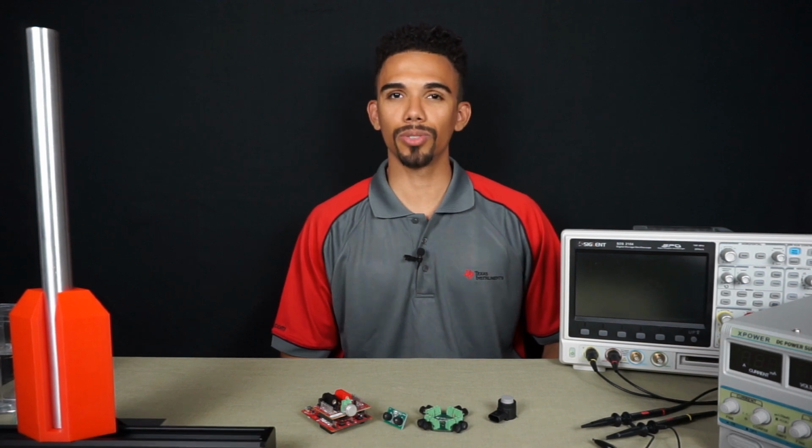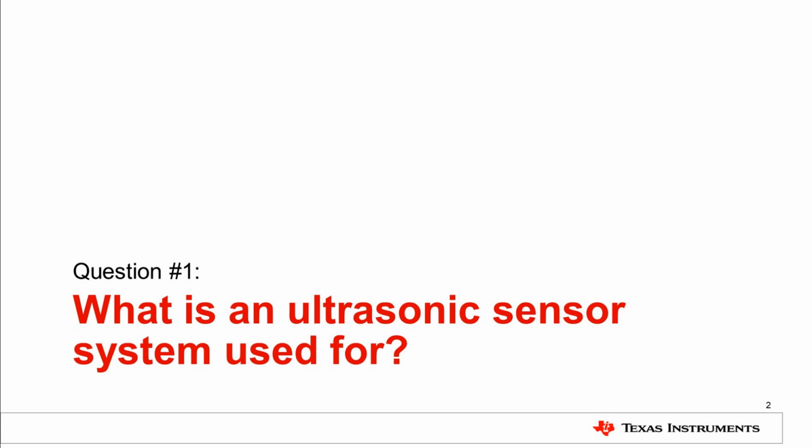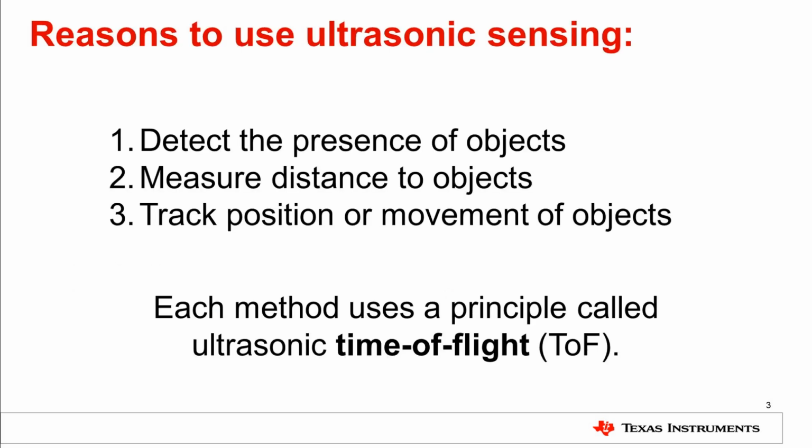Because this is the first video of the series, I will first introduce and provide an overview of what ultrasonic sensing is. What is an ultrasonic sensor system used for? An ultrasonic sensor system can be used to detect the presence of objects, measure the distance to objects, and track the position or movement of objects. This is all made possible using a principle called time of flight, or TOF, which is a method for measuring distance between a sensor and an object.